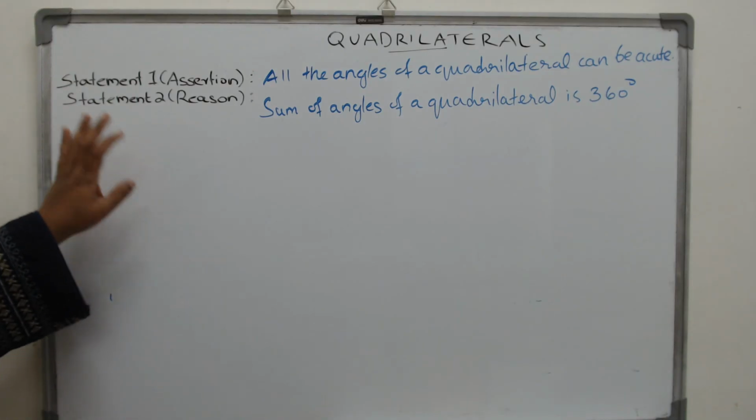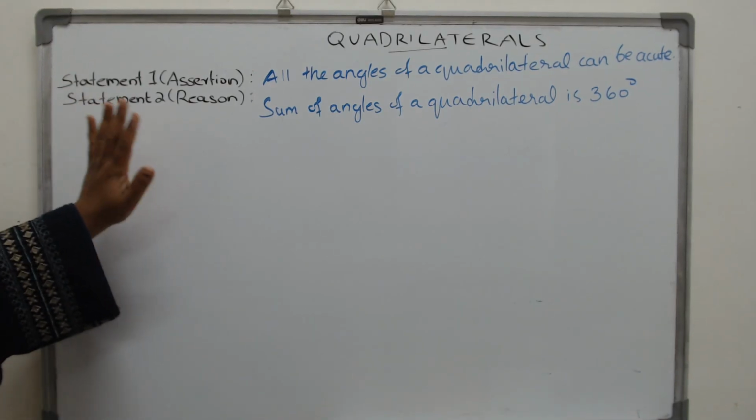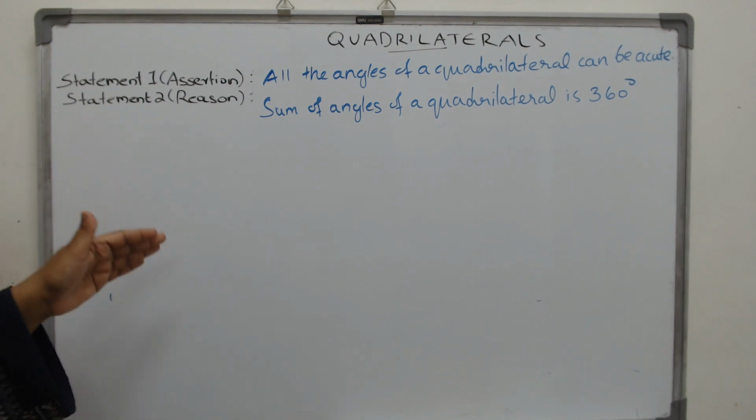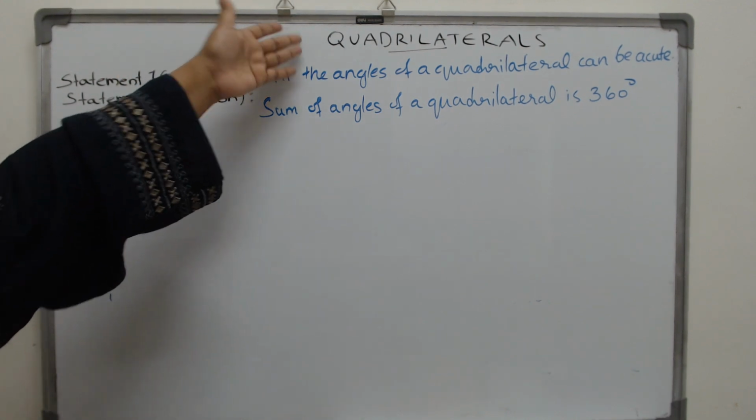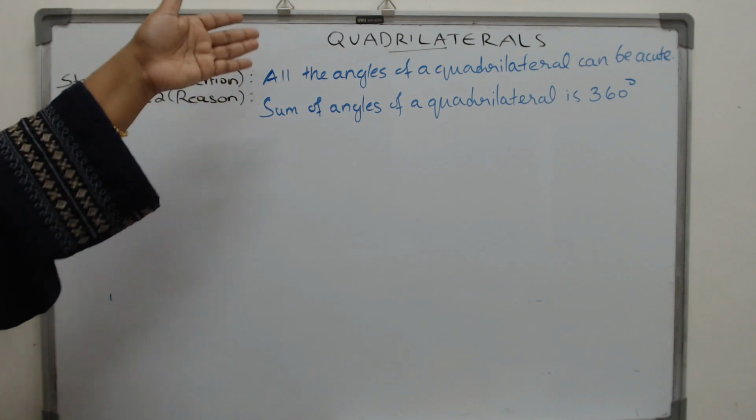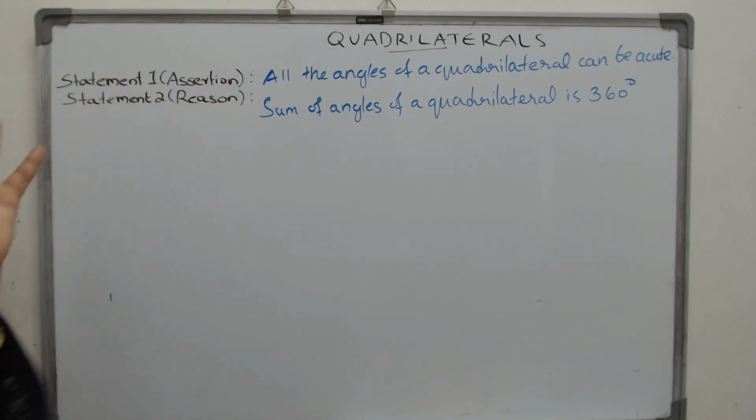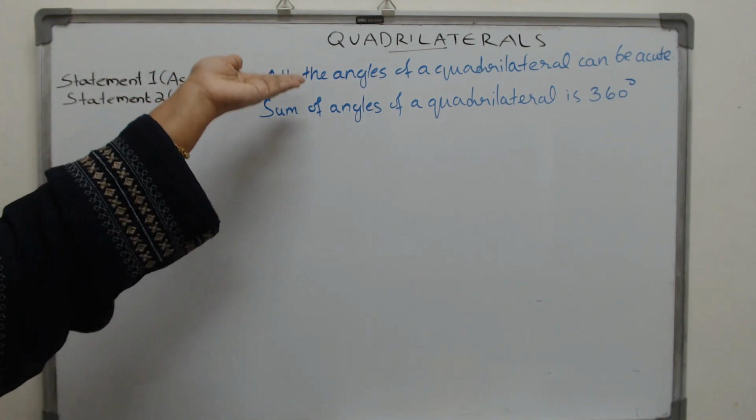Now we have had an overdose with diagonals. Let us take a break. Come to the next thing which is related to the quadrilaterals: the angles. We will see in the next few questions about the angles. This is the first one.